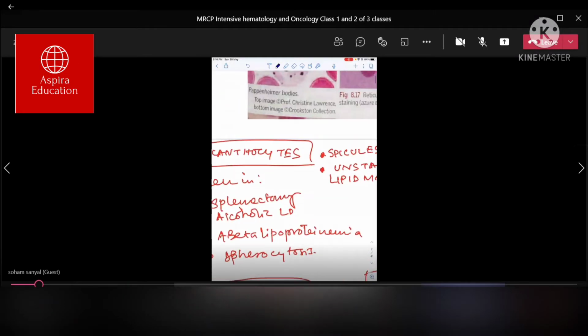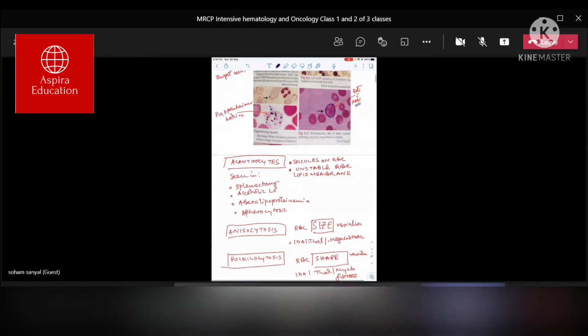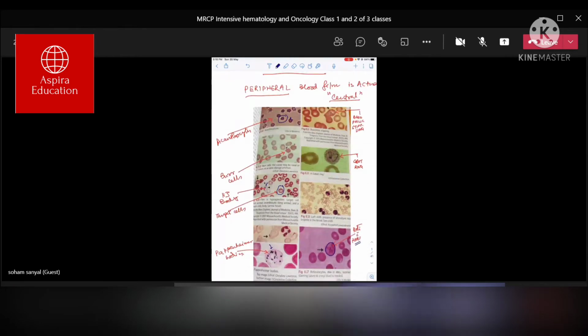Now we will be starting our discussion of the day. So first of all, let us have another look at the acanthocytes.